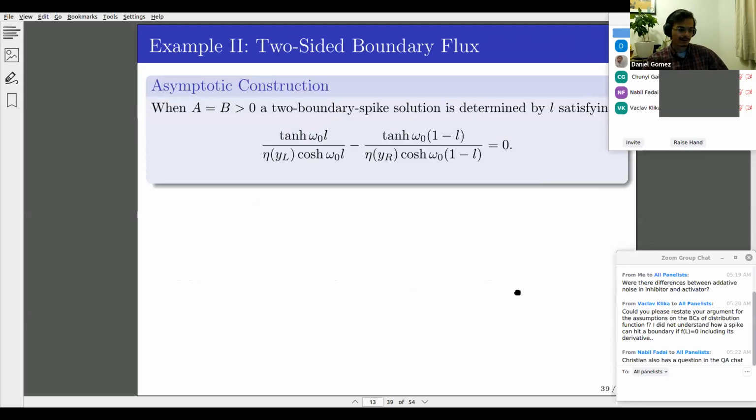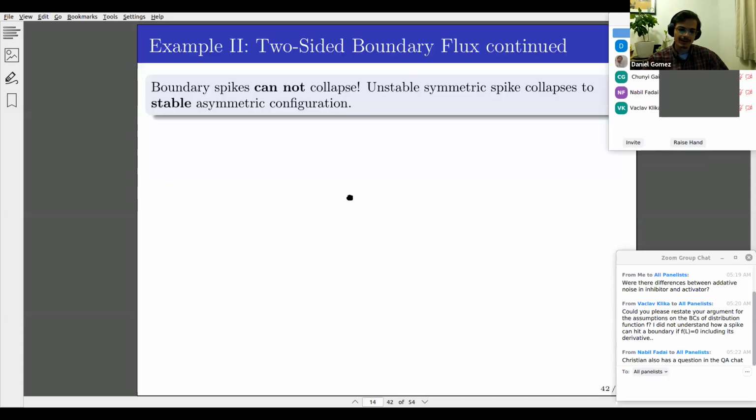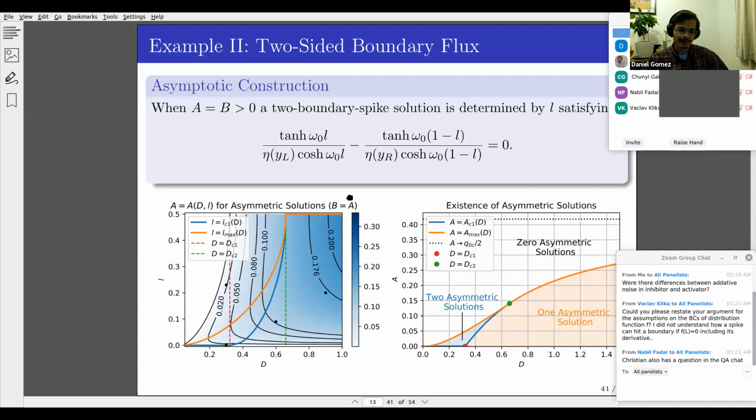The other scenario we considered is when there is a two-sided boundary flux. In this case, we can't write out the solution explicitly, but the solution is found by solving this algebraic equation for that variable length L. For one spike, we have our L_L equal to this little l. For the other spike, the variable length is 1 minus l because it's just a two-spike configuration. And what we found is that you can actually construct symmetric and asymmetric spikes in this case.